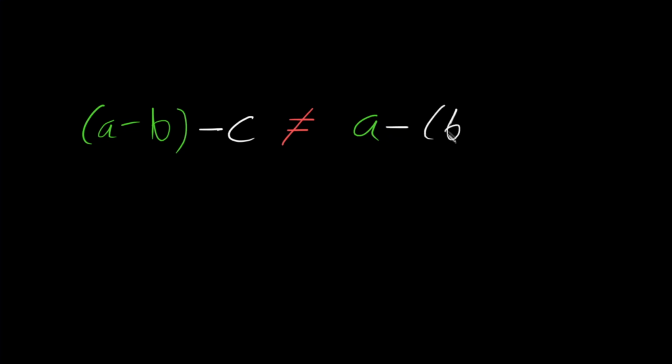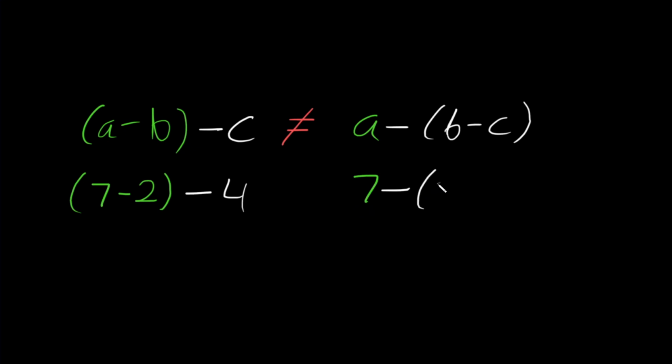We can see why this does not work with subtraction and division, also using simple examples. Here, if we group A minus B and then minus C, that will not equal A minus and then B minus C grouped together. Let's plug in some numbers. Say we have 7 minus 2 grouped minus 4. Over here, plugging in 7 for A, 2 for B, 4 for C, this will look like 7 minus, and then parentheses, 2 minus 4.